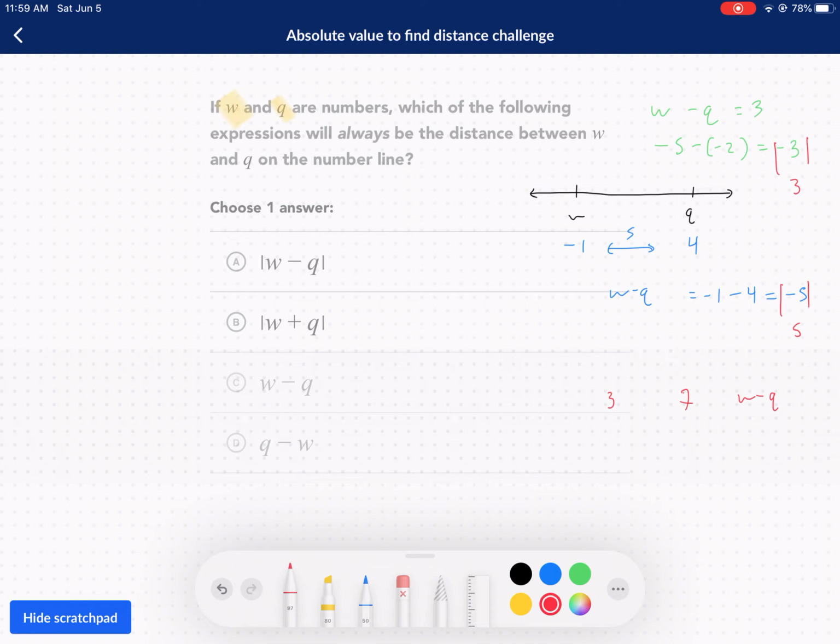If we did the absolute value of this, was it 3 minus 7? I can't remember the first example, I think it was 3 minus 7. But it was absolute value. If you take the absolute value, you get 4.